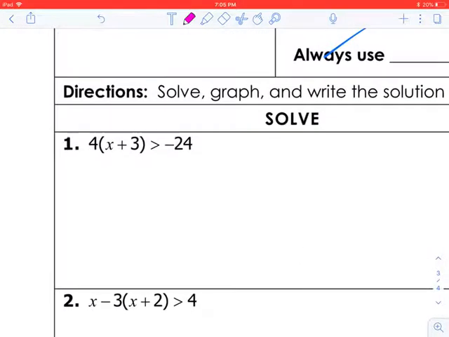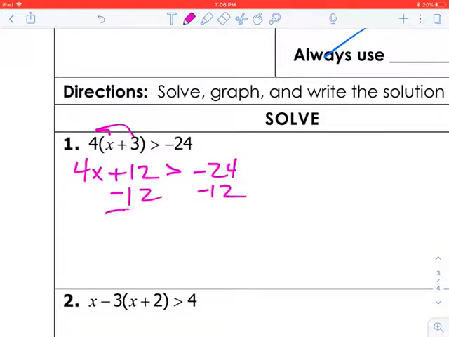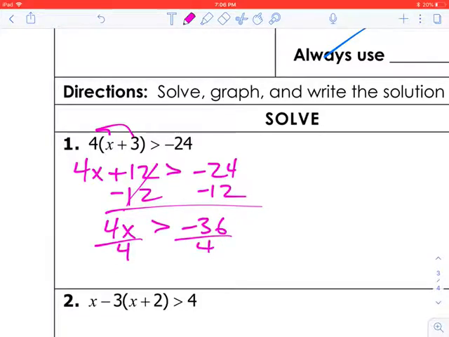So, in this one, just like any equation, I never want to have parentheses, so I need to get rid of the parentheses. So, distribute. 4 times x is 4x. 4 times 3 is 12, greater than negative 24. And then I go ahead and get the x by itself, just like last time. So I've got 4x greater than negative 36. Divide by 4. Nothing flipped because I didn't divide by a negative. So negative 9 is my answer.